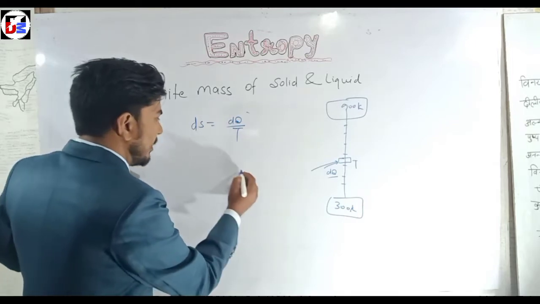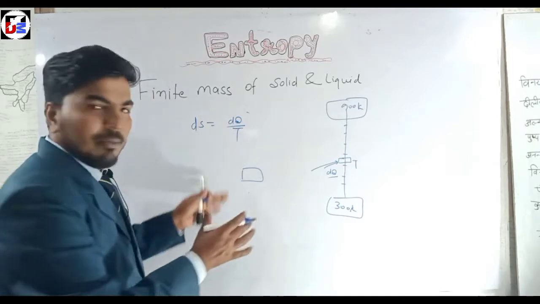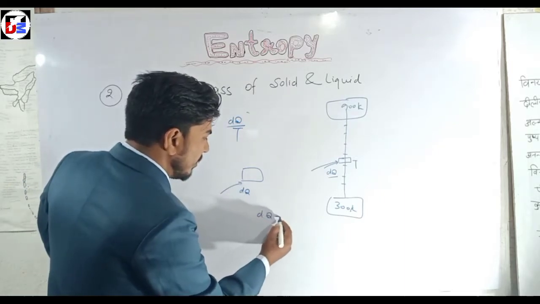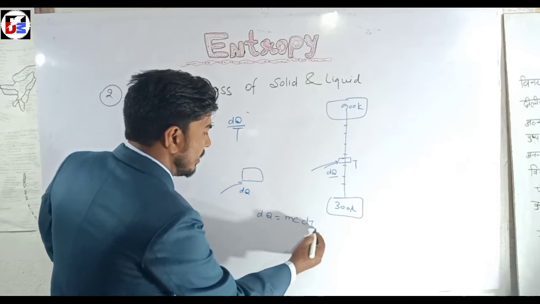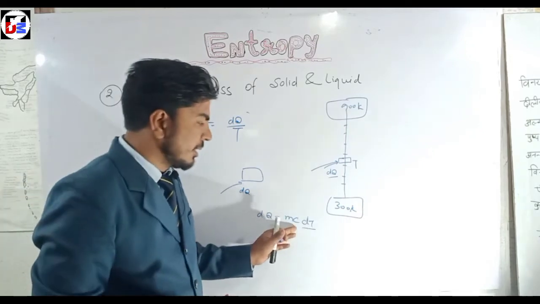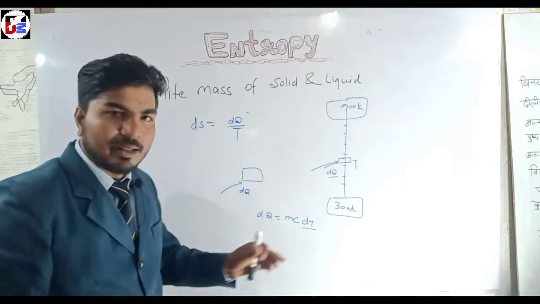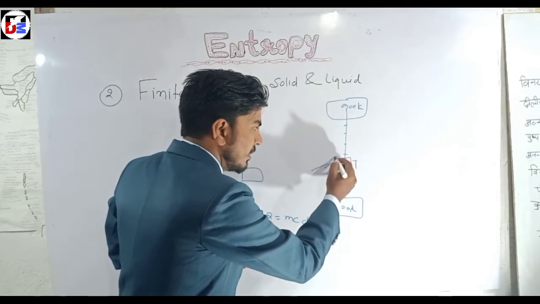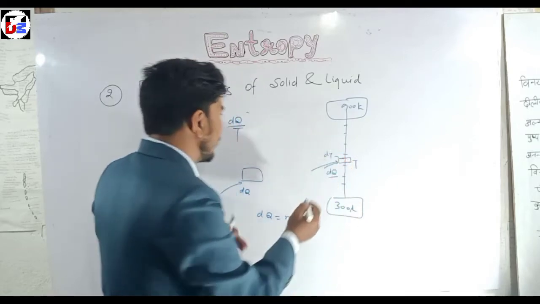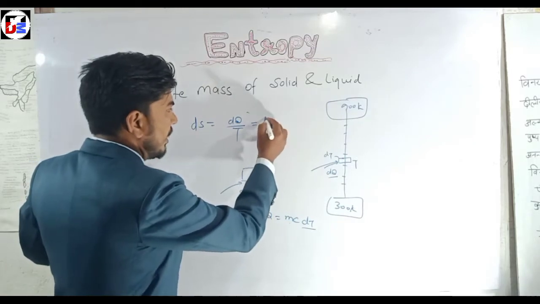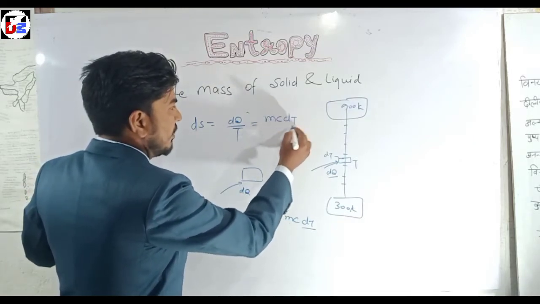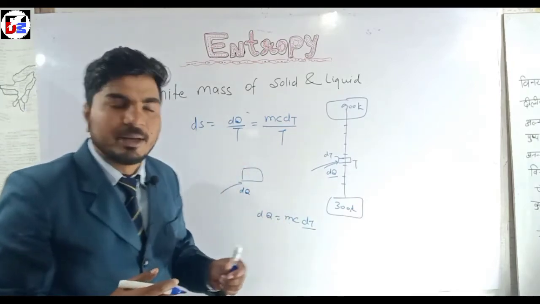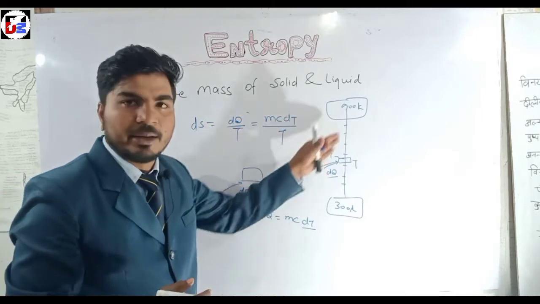And you know that when any elemental body is provided dQ, then we can write dQ is equal to mc dT. M is the mass of the body, c is the specific heat of the body, and dT is the small change of the temperature. Suppose at a particular temperature T, its change in temperature is dT. So we can write here dS is equal to mc dT upon T. T is not taken out from the integration, because temperature is changing when heat is provided.